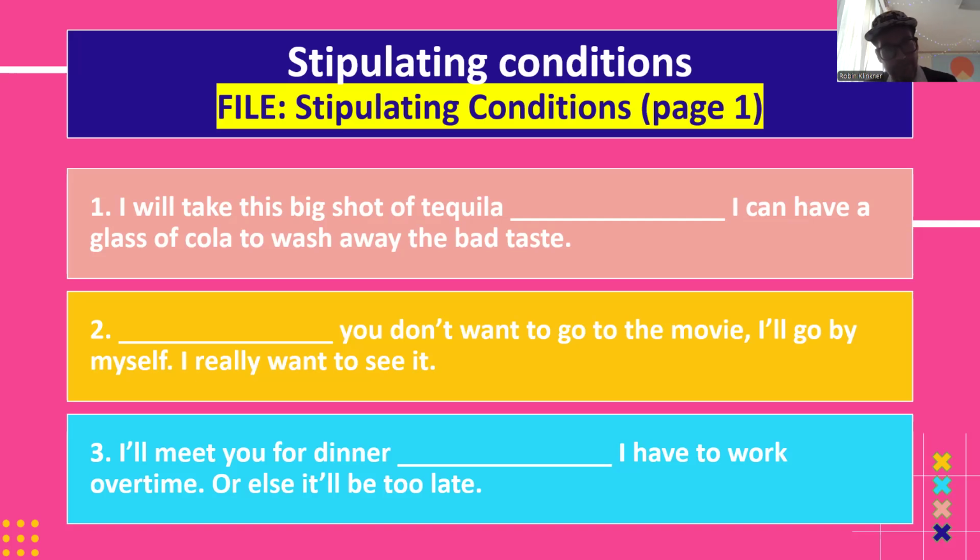All right, so let's take a look at the first one. So let's say there's this shot glass and it's tequila. Tequila is very strong. So I know a taste of tequila is not very strong taste. So I will take this big shot, big glass of tequila, blank. I can have a glass of cola that I can drink right after I take the tequila to wash away the bad taste. So even if, only if, or unless.